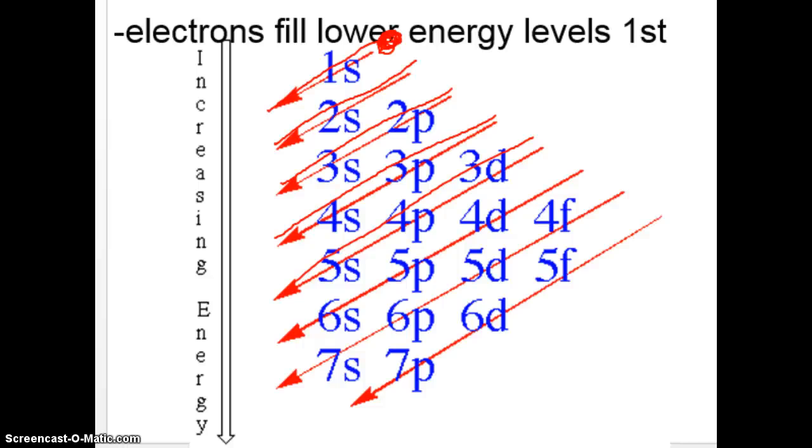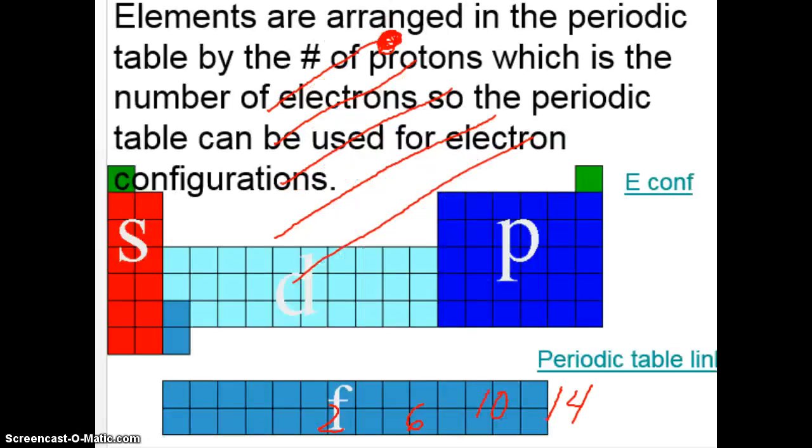Okay. The other thing is we need to know how much each letter holds. And I'll put that right down here. The S holds 2, P holds 6, the D holds 10, and the F holds 14. Now if you take a moment and look at your periodic table, you should notice that on the periodic table the S area has 2 columns. And I'll go back to that screen to show you. You can count them out.